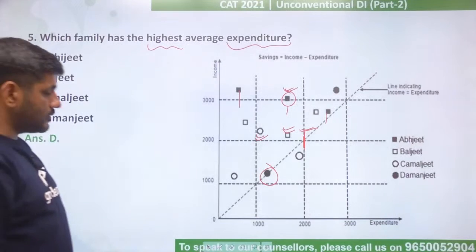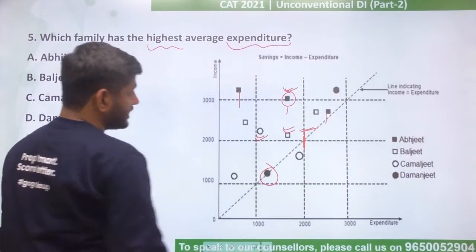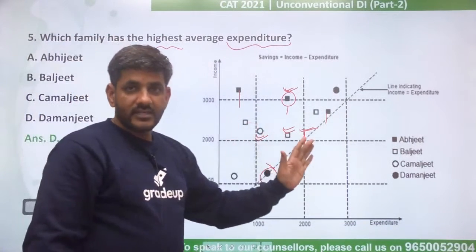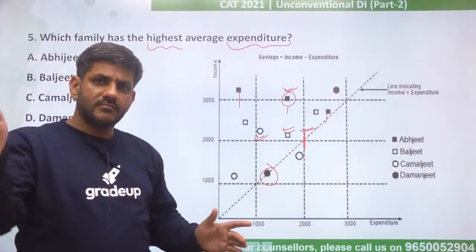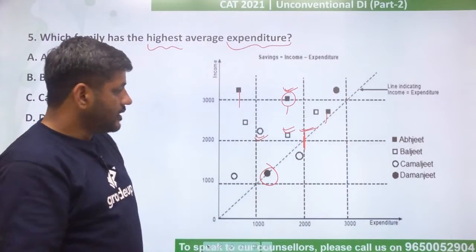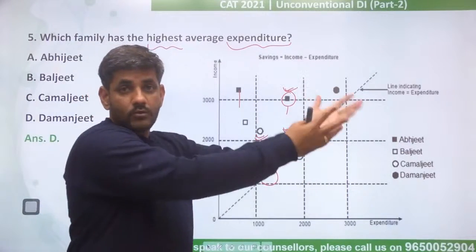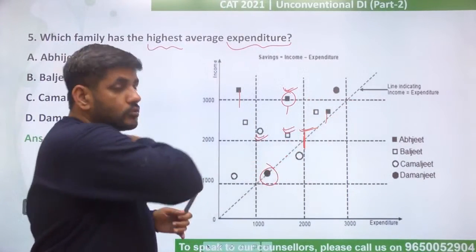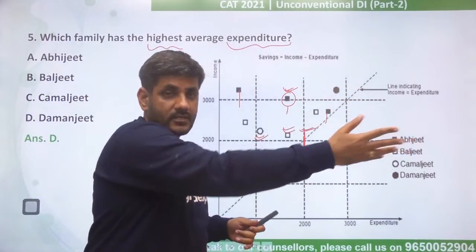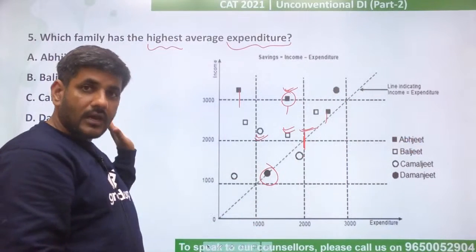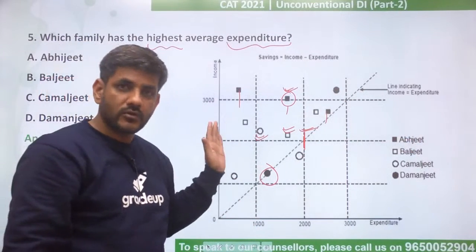Yes, Barkha. I'll explain once again. So Barkha, what am I saying? We have to look at average expenditure. Average is the sum of the 3 numbers divided by the number of people. And expenditure is being talked about, that means we are looking at the x-axis. More to the right you are, more is your expenditure. More to the left you are, lesser is your expenditure. This is what we are talking about.